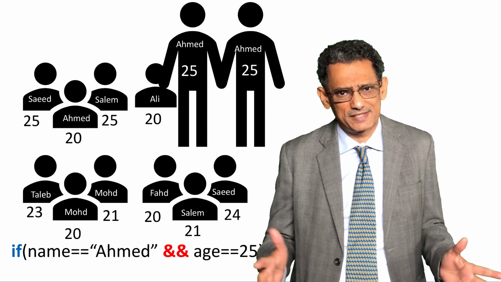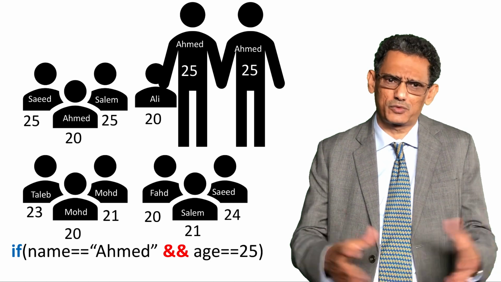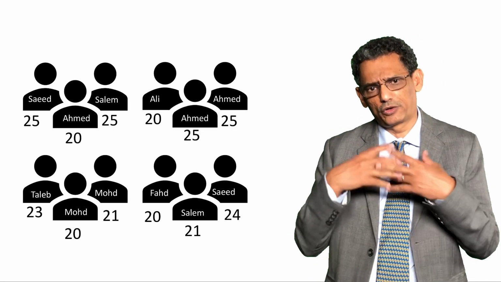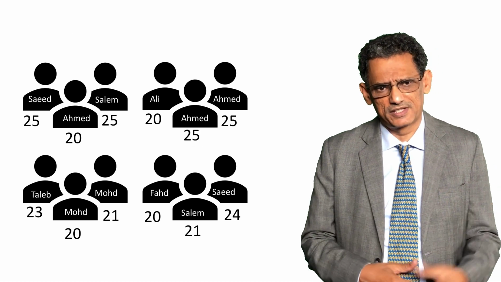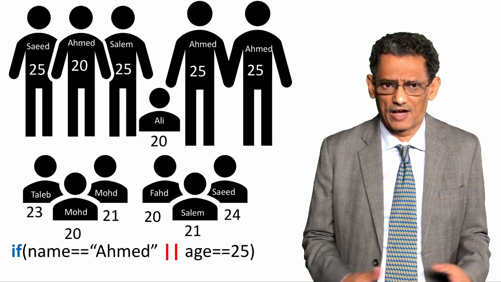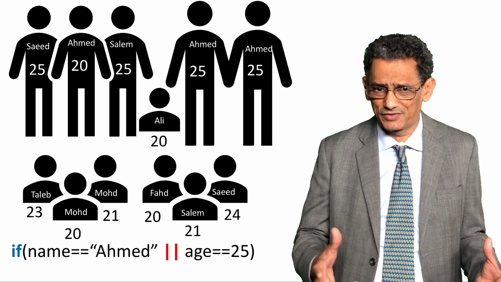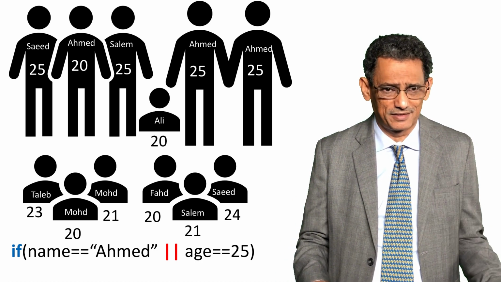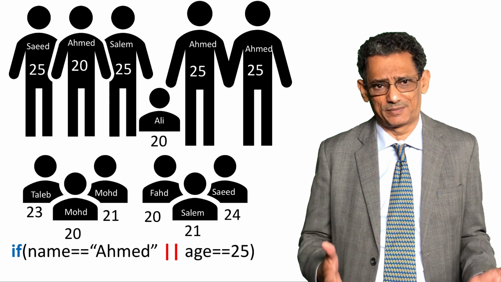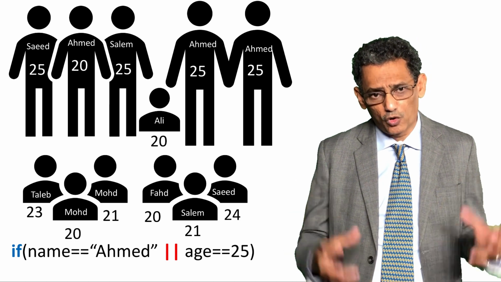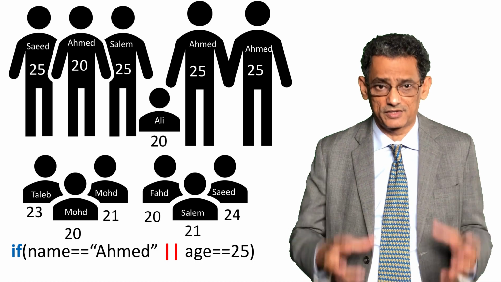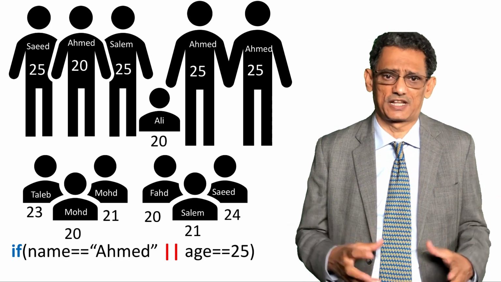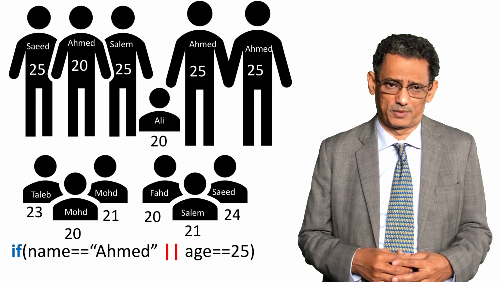The other one you can expect is OR. OR means one of them. If your name is Ahmed or your age is 25, stand up. We'll have more people standing up because if you meet age 25 or Ahmed, you will stand up. So there are so many people. So OR gives you more results, while AND restricts: both conditions have to be met.